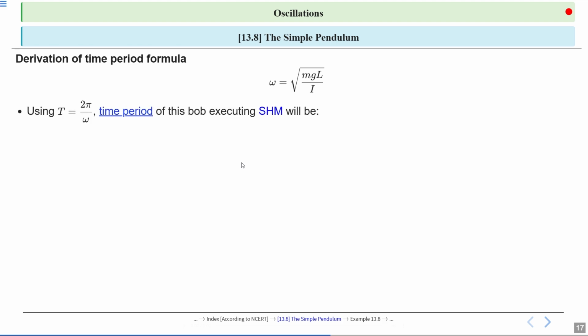So using T equal to 2 pi divided by omega, the time period of this bob executing simple harmonic motion will be T equal to 2 pi into under root I divided by mgl. This tells us that the time period depends on the moment of inertia, the mass, gravity and the distance L. This formula is very useful for predicting and understanding oscillatory motion in physical systems.